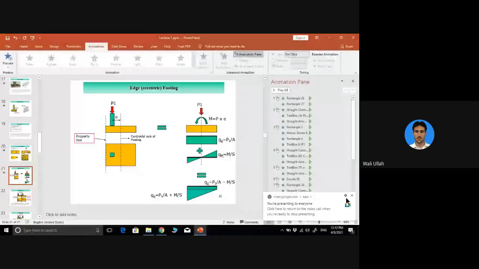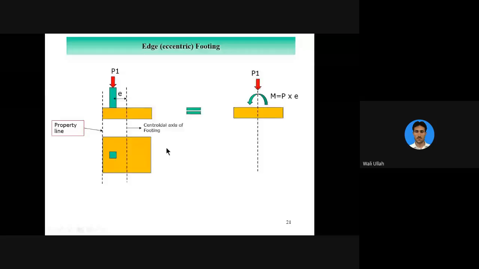Any question on this slide? Any question on this slide?